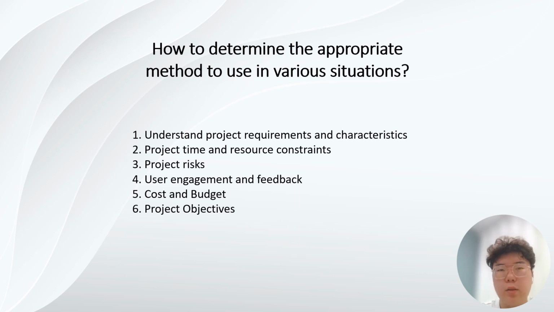The final part: how to determine the appropriate method for various situations. I think the following 6 factors are very important. They are understanding project requirements and characteristics, project time and resource constraints, project risks, user engagement and feedback, cost and budget, project objectives.